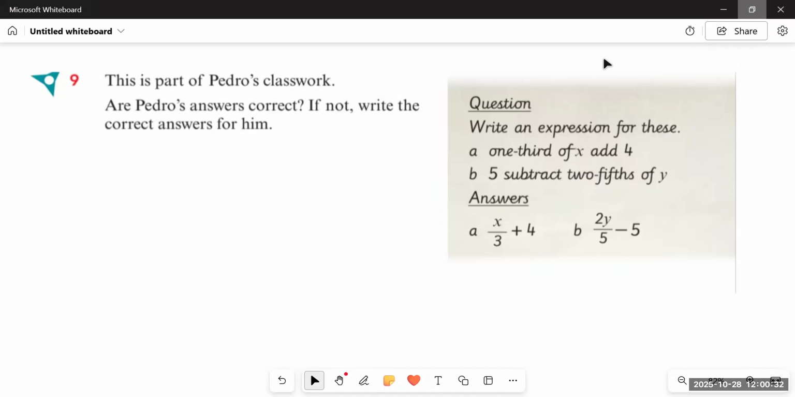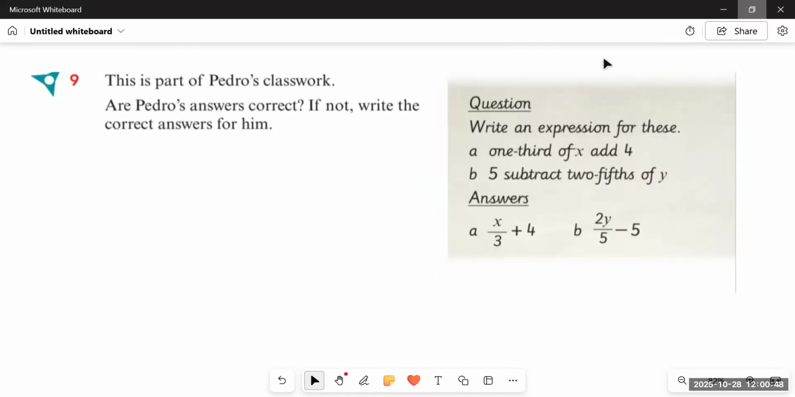This is Cambridge Lower Secondary Book 8, and we were doing chapter number 2, exercise 2.1. We are already done with a few questions earlier, and now we'll start with question number 9, and we'll solve as many questions as possible in this video. So watch the video till the end and do not skip the video.